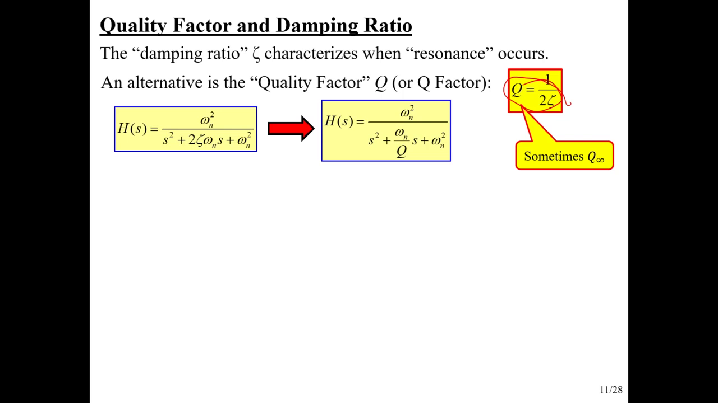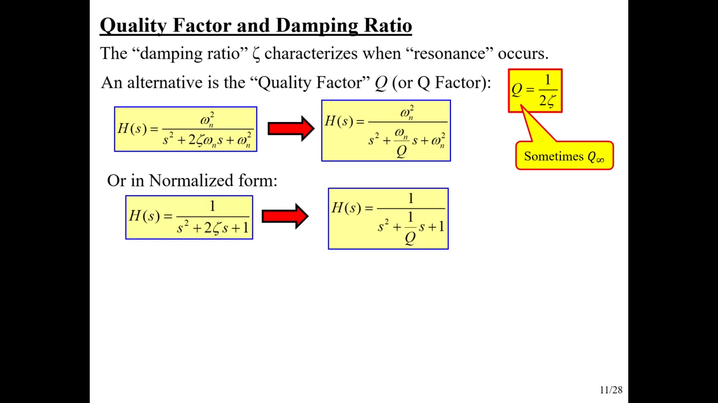So remember, we got the spiky resonance when zeta was small. That means when zeta is small, Q is going to be large. So we'll see the spiky nature and the resonant nature when Q is large. And that makes sense from the way we defined Q before, where it was the center frequency divided by the bandwidth for a bandpass filter.